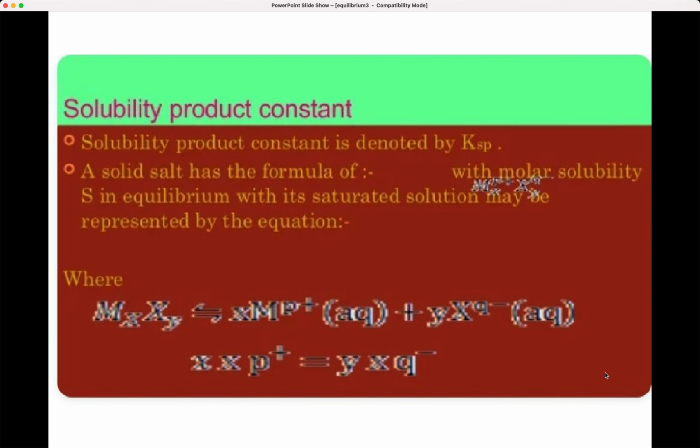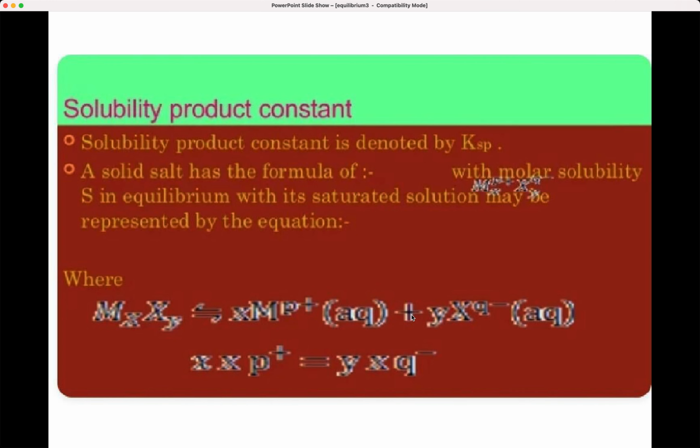Okay, now the solubility product constant, which we denote by Ksp. A solid salt with molar solubility S is in equilibrium with its saturated solution. You can show it by this equation, and you can refer to the textbook also for the equation. MxXy is in a reversible reaction with xMp+ aqueous ion plus yXq-.